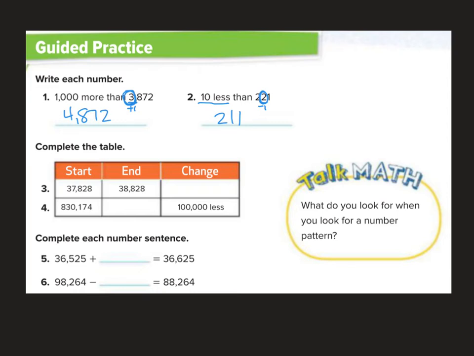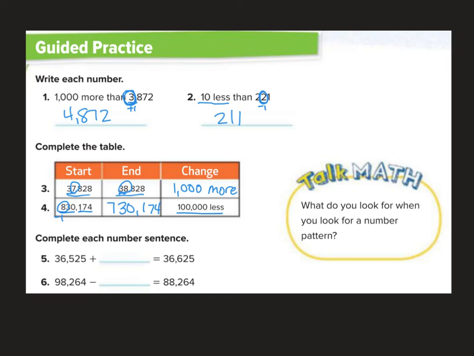Okay, complete the table. So we started here, ended here. What was the change? Let's see. 30,000, 30,000, 7,000, 8,000. Okay, so if I started with 7 and I went to 8, I would say it is 1,000 more. Here I have 830,174, and I need to do 100,000 less. That means I'm going to look at the 100,000 place value and subtract 1 to get 730,174.